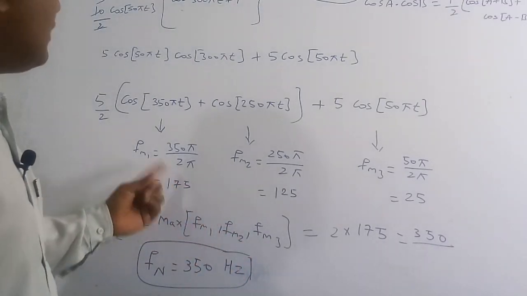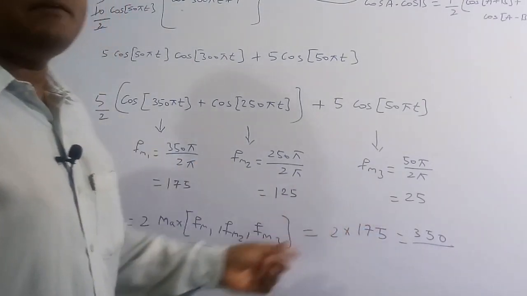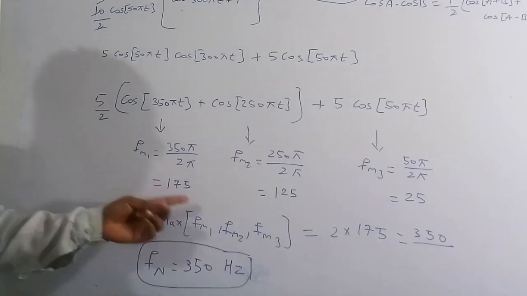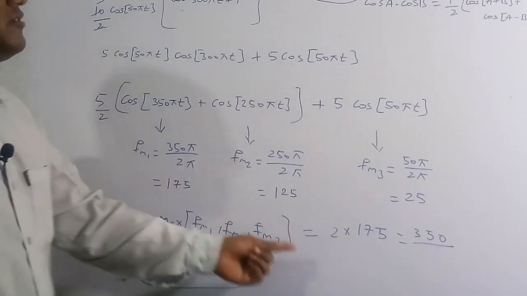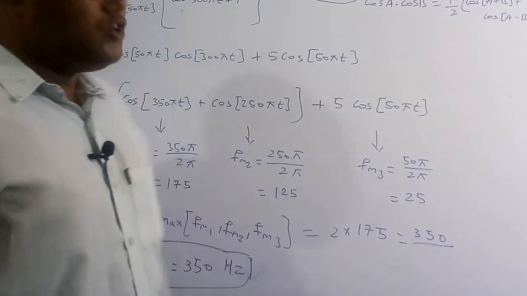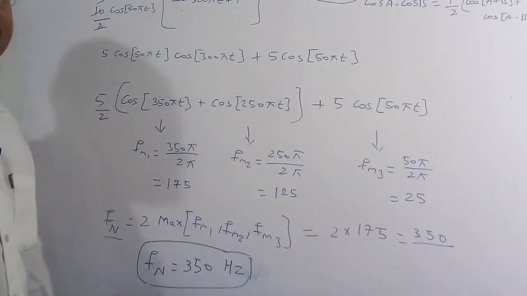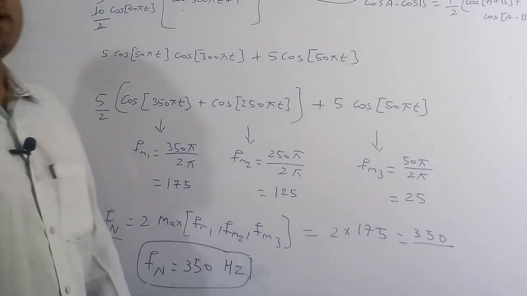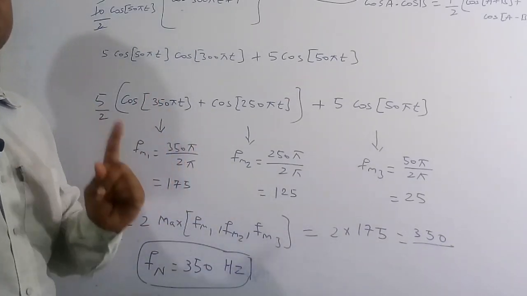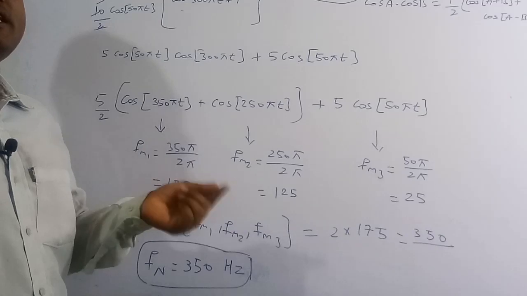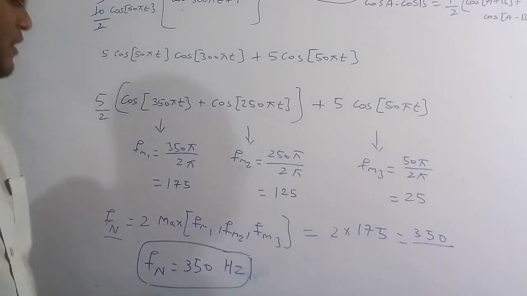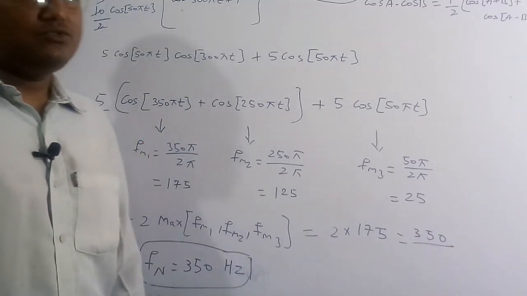Out of FM1, FM2 and FM3, the maximum value is 175. So 2 into 175 is nothing but 350. Therefore the Nyquist frequency is 350 Hertz, or we can say 350 samples per second. So in each second, 350 samples are taken. This is the correct solution of this question.